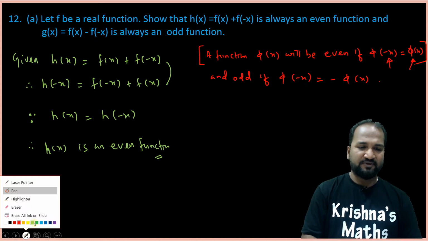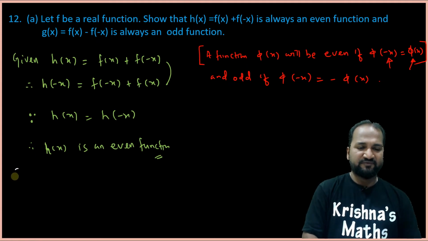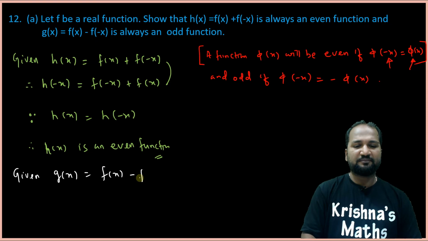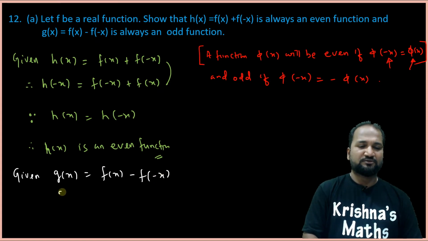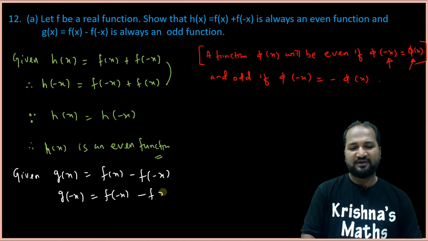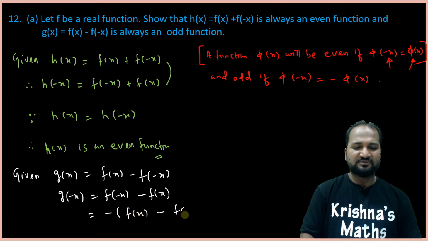नाउ एबे हम आउट फंक्शन लेबा, राइट. Let given g of x equal to f of x minus f of minus x. तो g of minus x फाइंड करियो. g of minus x equal to f of minus x minus f of x will be equal to plus. So this is equal to minus sign को common निकले. So this will be f of x minus f of minus x, which is equal to minus of g of x.